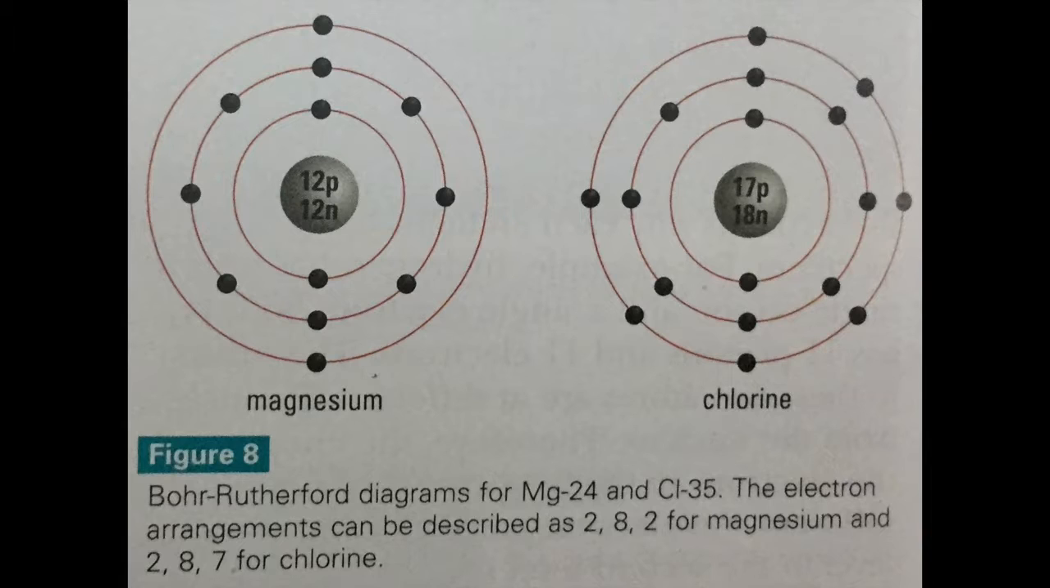Similarly, chlorine-35 has 17 protons and 18 neutrons in the nucleus. 2 electrons in the first orbit, 8 electrons in the second orbit, 7 in the third orbit. The Bohr-Rutherford diagrams for these atoms are shown in Figure 8. Bohr-Rutherford diagrams for magnesium-24 and chlorine-35. The electron arrangements can be described as 2, 8, 2 for magnesium and 2, 8, 7 for chlorine.